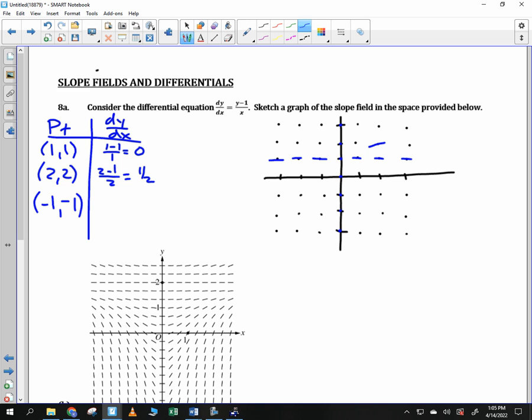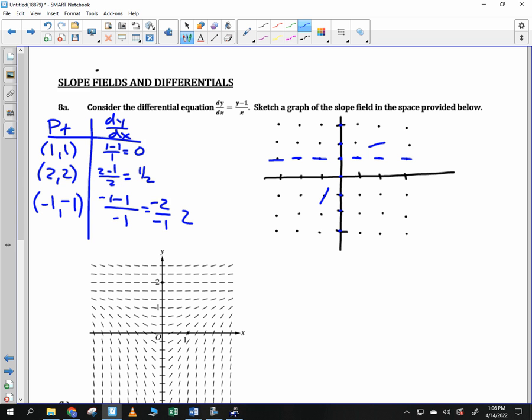-1, -1. So I've got -1 minus 1 over -1, or -2 over -1, which is 2. So you can see at -1, -1, I've got a slope of 2. So it looks like you're getting positive values over there.